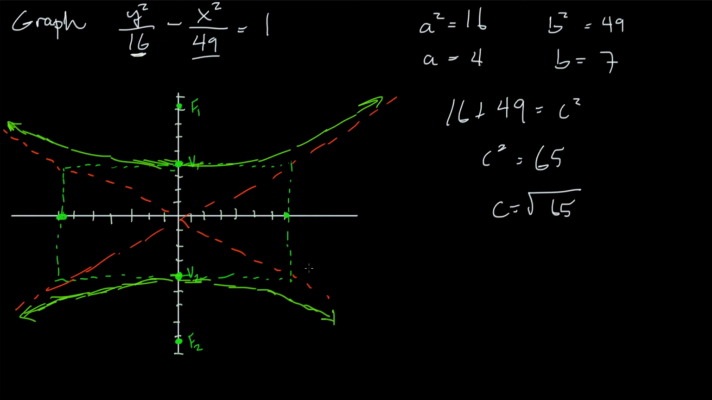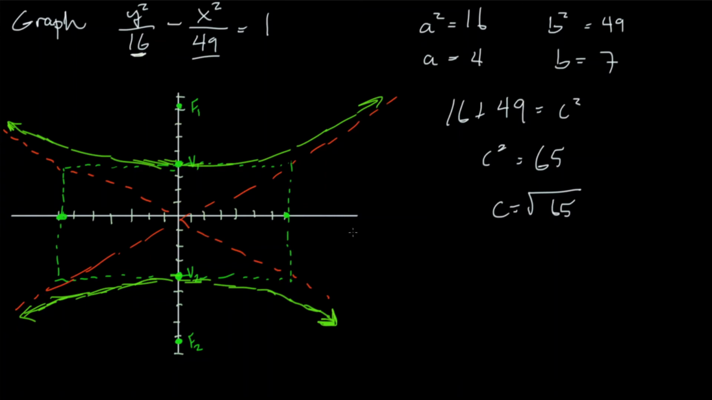And what is an asymptote? The distance between the hyperbola and this dotted red line is going to get smaller and smaller, as small as you want, depending on how far you go out. All right, so cool. There is my hyperbola. y squared over 16 minus x squared over 49 is equal to 1.